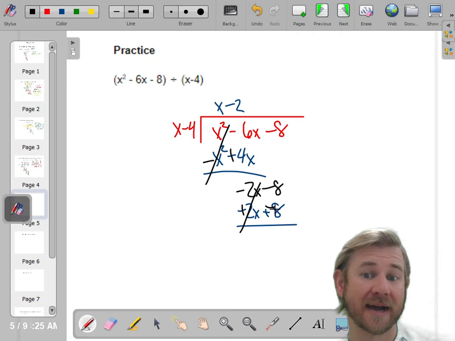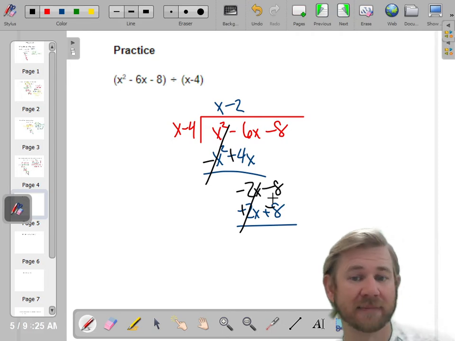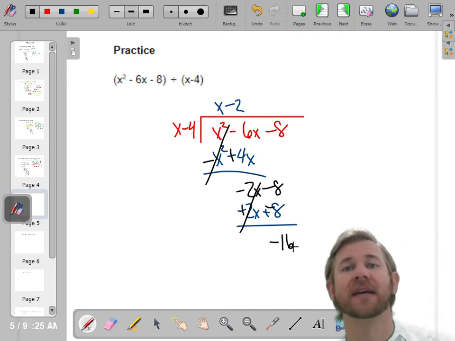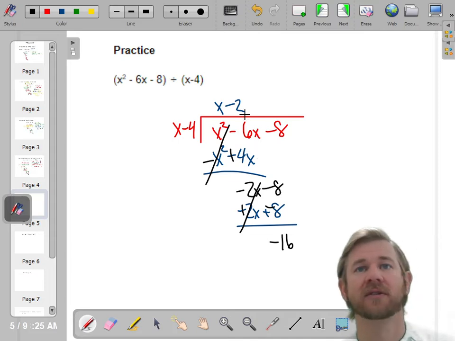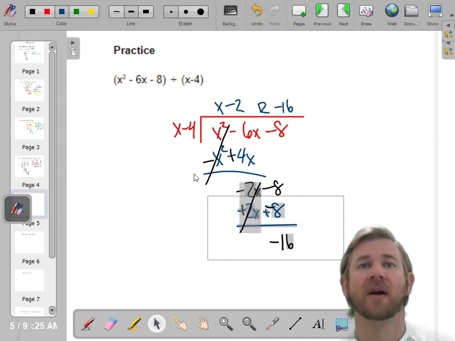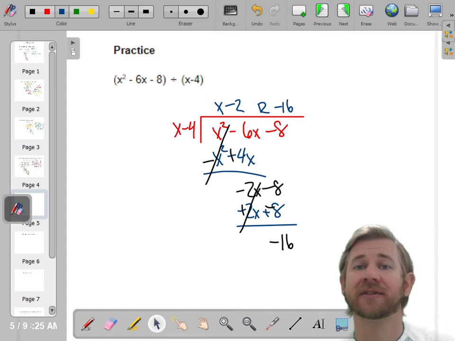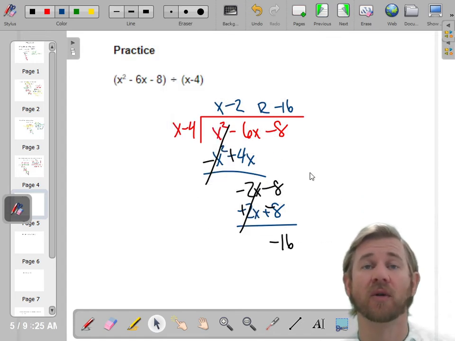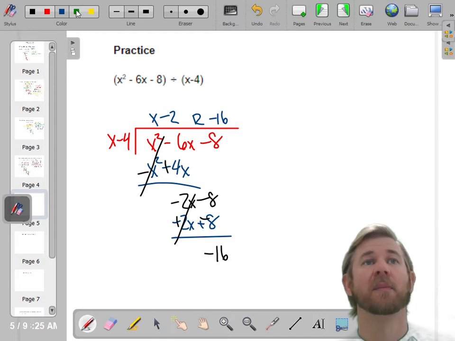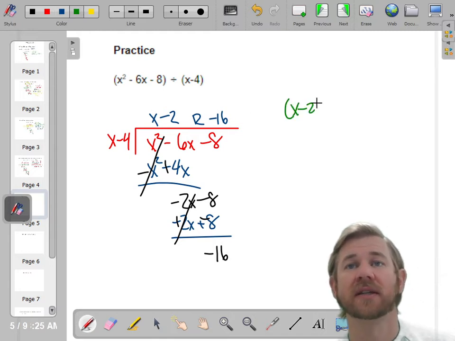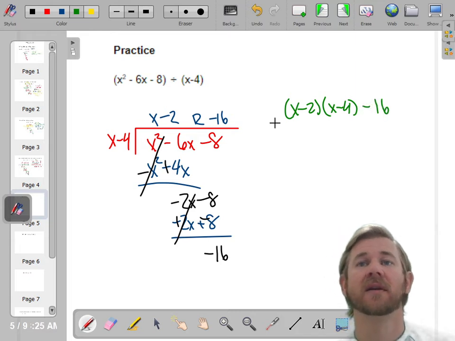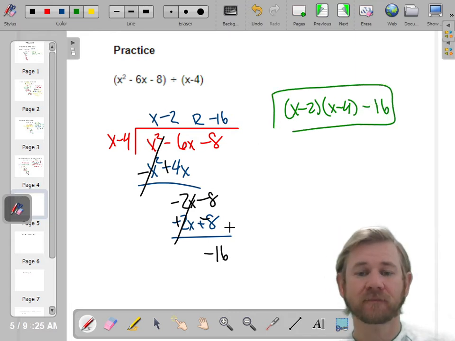Notice these are not going to cancel out, even though it's real tempting. When you flip the sign, you're going to have negative 16, and that's your remainder. So it's x minus 2, remainder negative 16. Now, I'm going to write my answer, and I think it's important that you check it, but I'm just going to write it out as quotient x minus 2 times divisor plus remainder, and that is my answer.